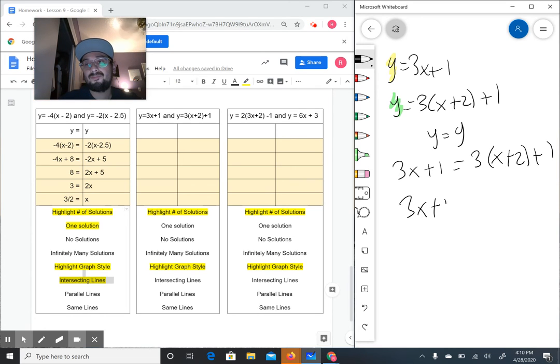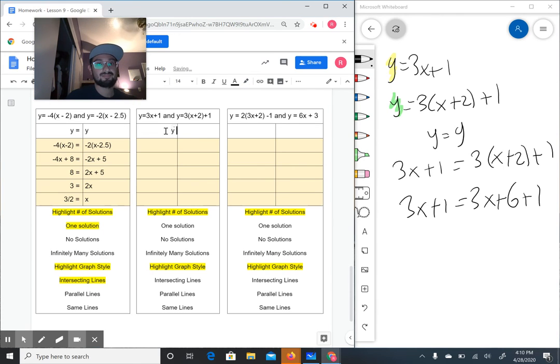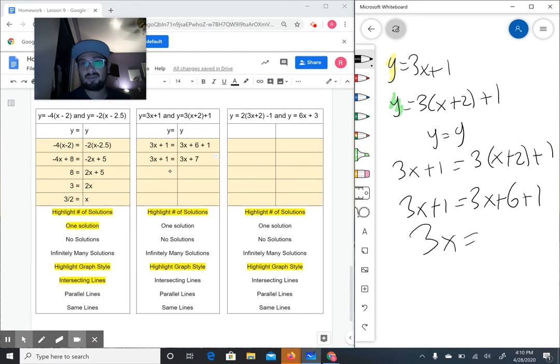Distribute that. 3x plus 6 plus 1. So let's write that down. Y equals y. 3x plus 1 is equal to 3x plus 6 plus 1. Combine like terms, so 3x plus 7. 3x plus 1 is equal to 3x plus 7.